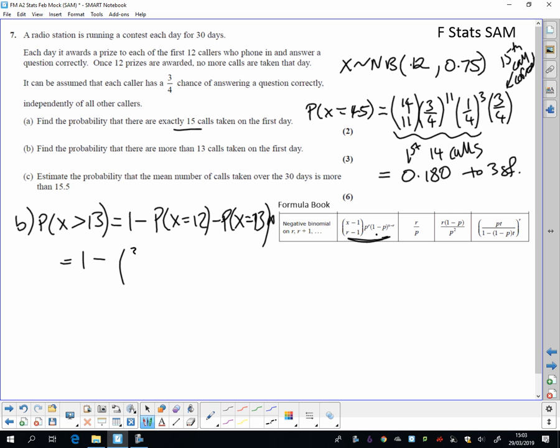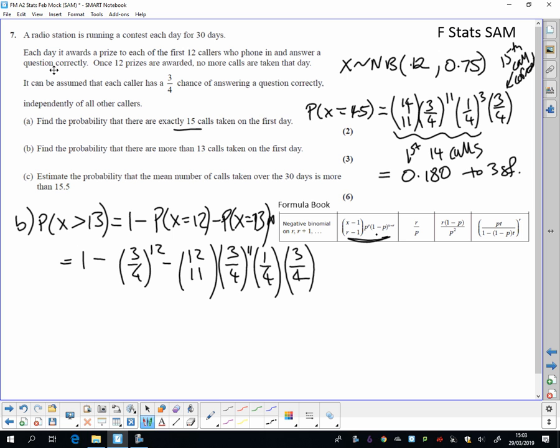So that's 1 minus the probability that all 12 callers were correct. Minus, and then if we've got 13 calls, we want 12 of them where 11 are correct and 1 is incorrect, times the fact that the last call, so the 13th caller is going to get it correct. And then once again, you just put that all into your calculator, and you should get 0.873 to 3 significant figures.